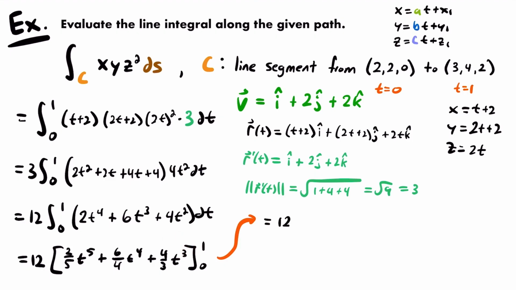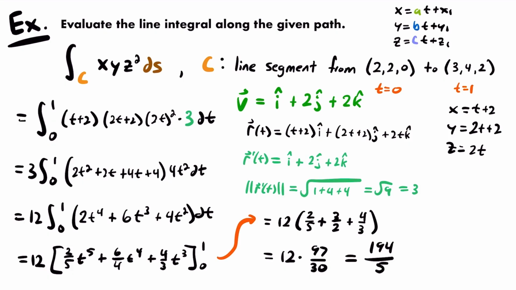So this is equal to 12 times 2/5 plus 6/4, which reduces to 3/2, and that will be added to 4/3. All right, so then if you get a common denominator between these three fractions and add them together, you should get 12 times 97 divided by 30, which simplifies to 194 divided by 5. And that right there is the final answer to this example. That is the value of this line integral over this path that is a 3D line segment. And so with that, that is it for this example.